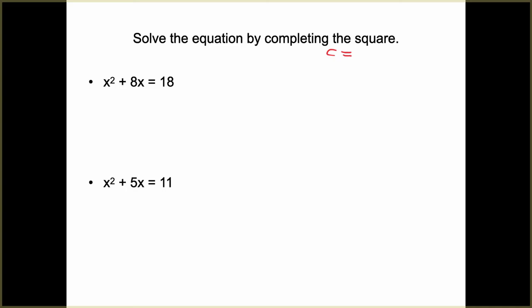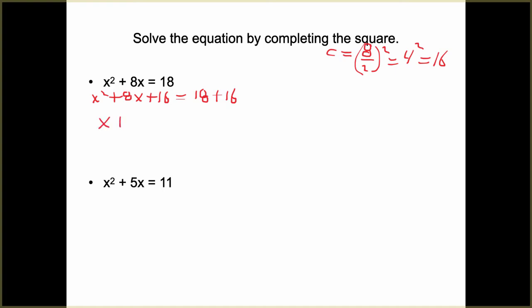So our c in this case is 8 over 2 squared, which is 4 squared, which is 16. We're going to add 16 to both sides. So we have x squared plus 8x plus 16. Remember, we have to add it to both sides. We have to add 18 plus 16 on the right. We have created a perfect square trinomial, which we are going to factor into a binomial squared.